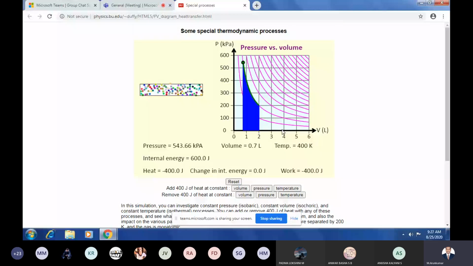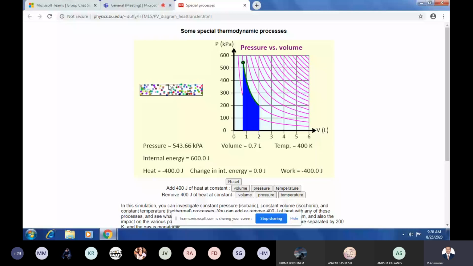Right. So now here we can see the volume gets decreased, right? The volume goes from 2 liters to 0.7 liters. The pressure goes from 400 kilopascal to 543 kilopascal. So pressure gets increased and volume gets decreased. So also you can see the representation in this figure. Initially the volume is 2 liters, and the pressure inside the chamber is 400 kilopascal.